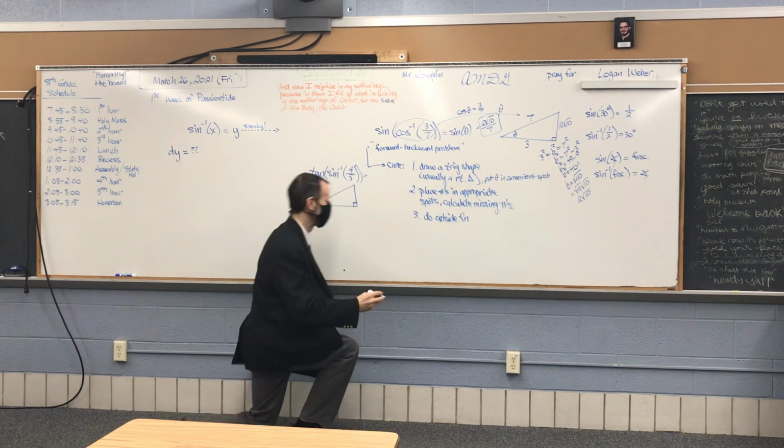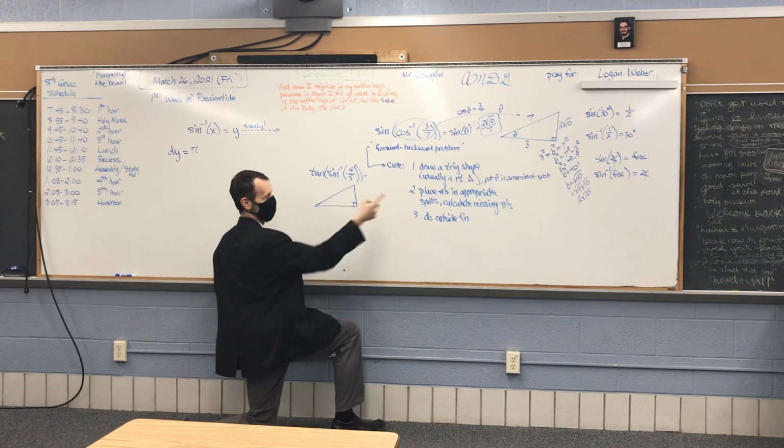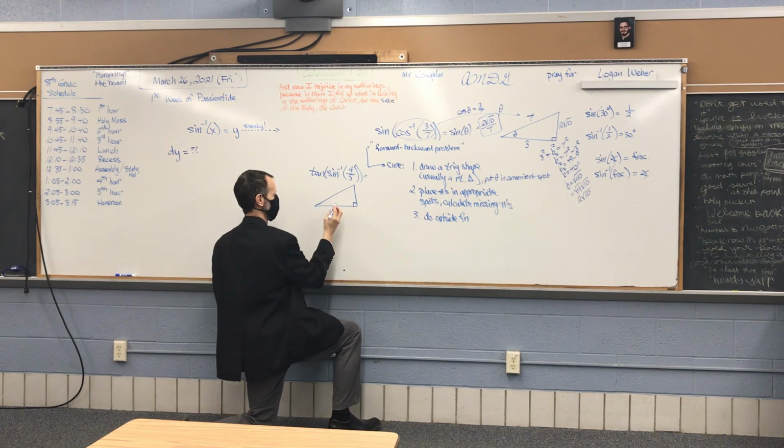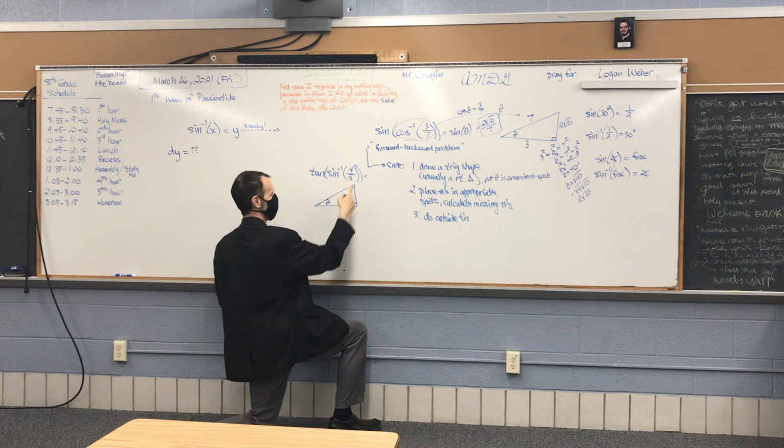And you place appropriate numbers. What should I put in? 4 on the opposite side. You can put theta wherever you want. Where would you put the 4 and the 5 so that this makes sense?